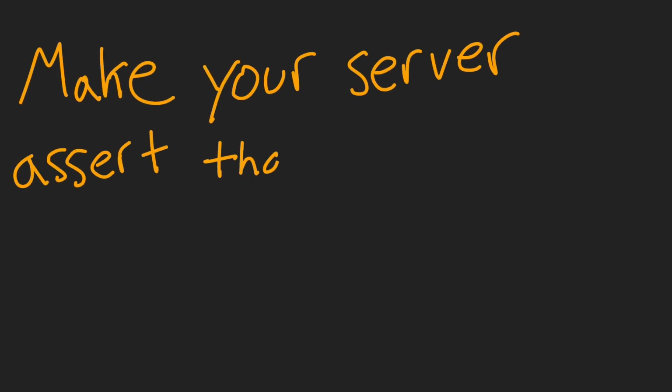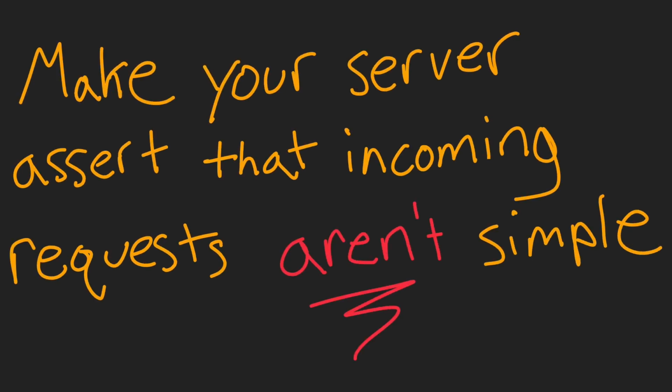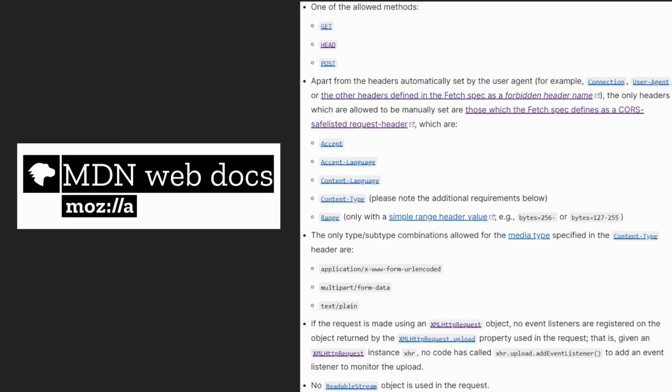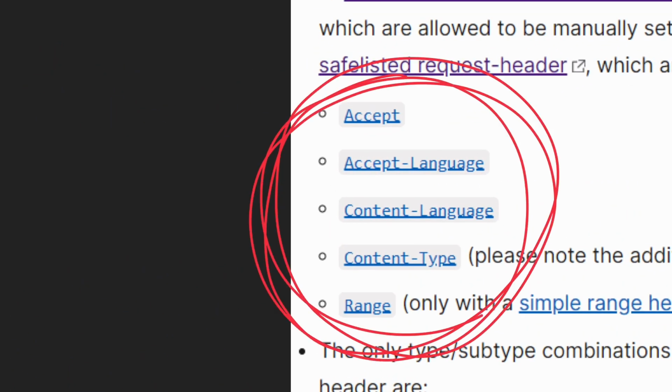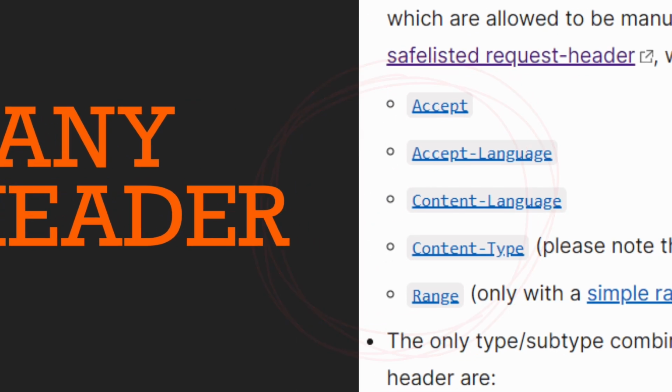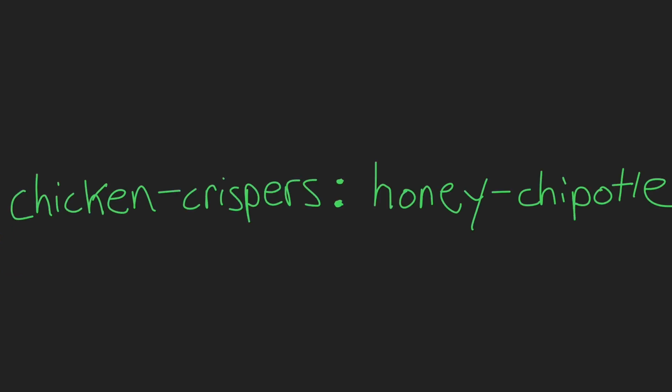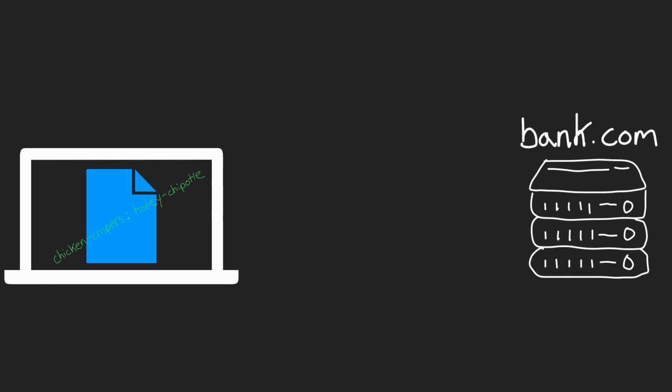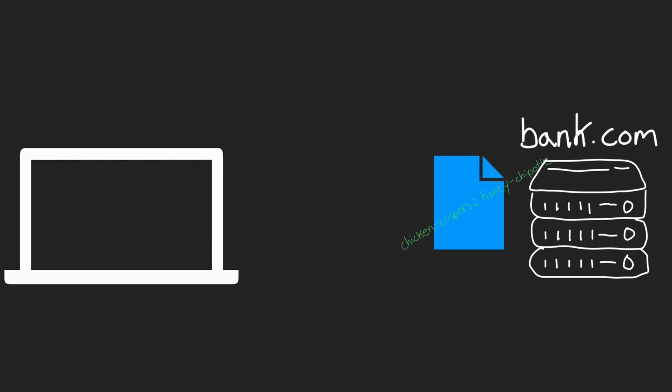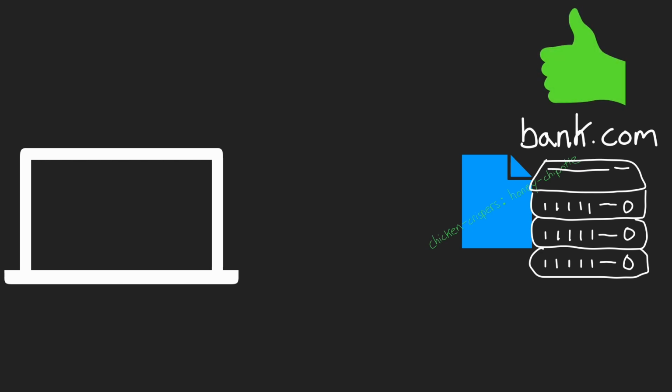I really want to drive home how stupid simple this is, so let me break it down one more time. The key is to make your server assert that incoming requests aren't simple. Any header that isn't on this list makes the browser pre-flight cross-origin requests. If my client code sends HTTP requests with a header called chicken crispers with the value of honey chipotle, and my server asserts that incoming requests have that header, then I can have the confidence that the browsers sending those requests have pre-flighted them, and I know that they're of a permitted origin.